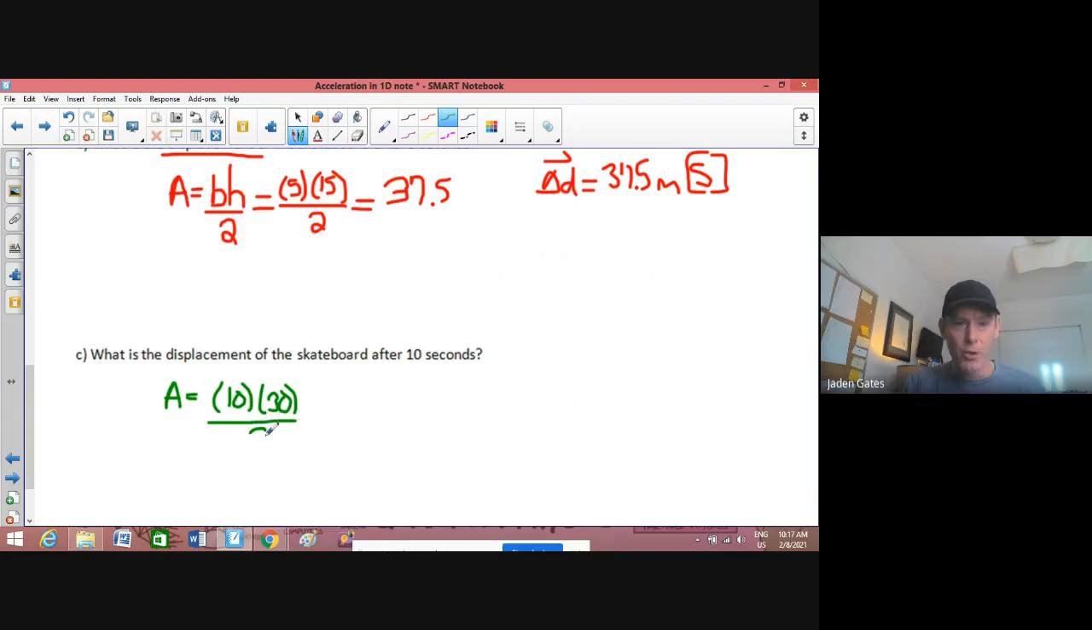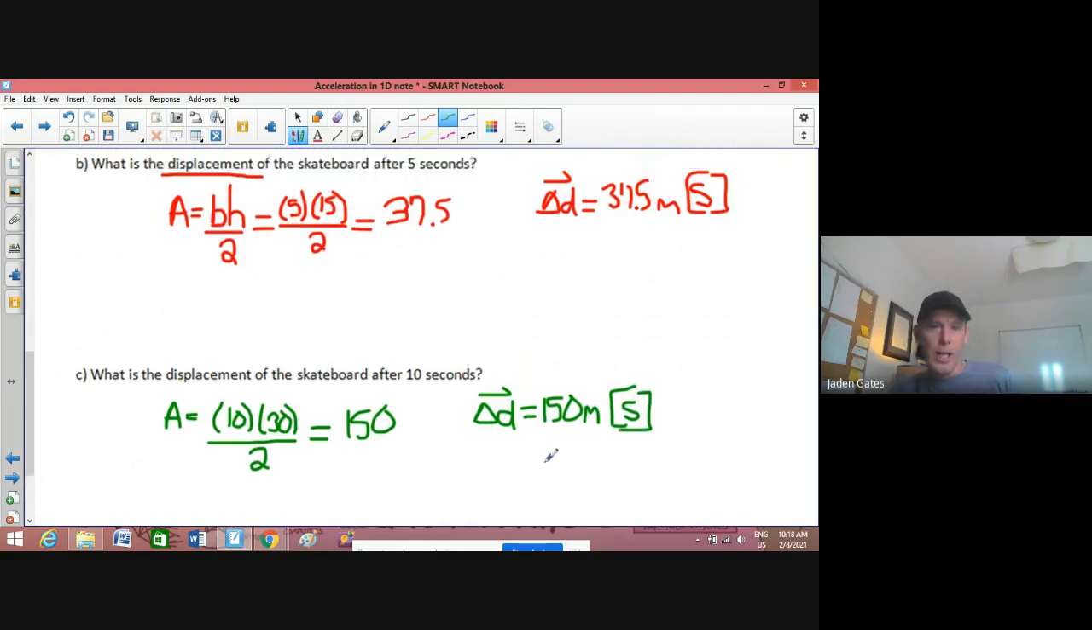Divided by 2. And actually, I can do this in my head. 10 times 30 is 300. Cut that in half, I get 150. And so again, that area is my displacement. That gives me the numerical number of 150 meters. And again, the direction was south.